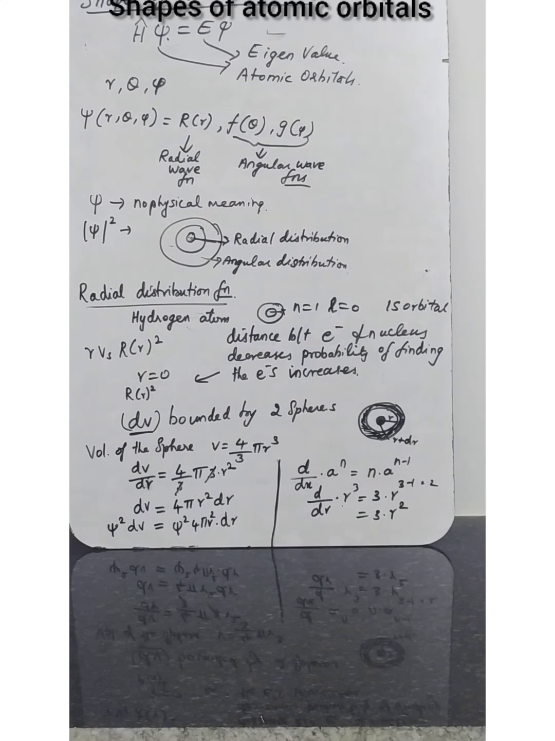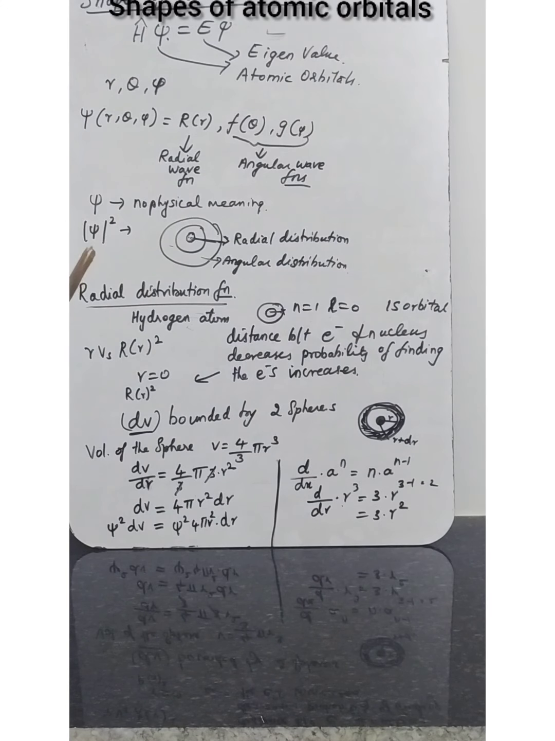Psi has no physical meaning, you know. Then what about psi squared? Psi squared is related to the probability of finding the electron within the volume of a sphere. So this psi squared varies with the distance from the nucleus. Psi squared is related to the probability of finding the electron within a given volume of a sphere.